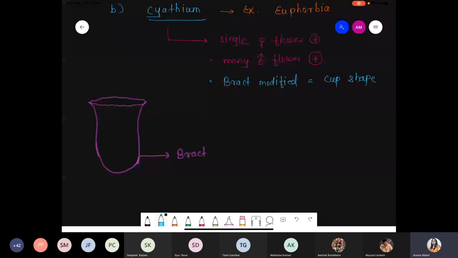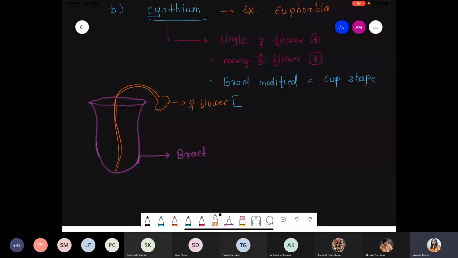Let's see. Let's draw the female first. So a single female flower is present like this, and it comes out from the bract area. So this is the female flower. Only a single female flower is present. But there is a very special condition in the case of the female flower. Normally, whenever you are talking about a flower, what is there? Sepal, petal, stamen and carpel. These are the four essential parts present in a flower.